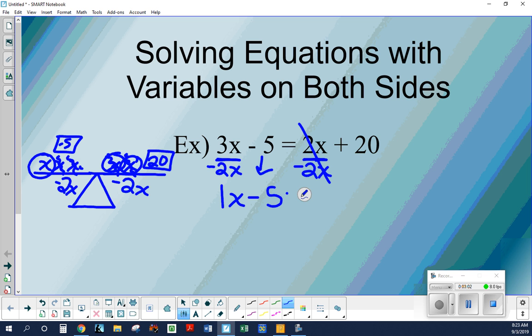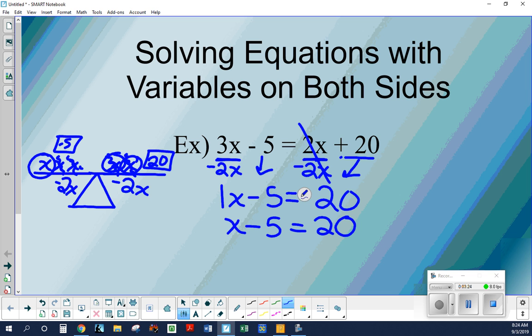Everything else just gets brought down. I still have minus 5. I haven't done anything with that. And I still have this positive 20. Just the 2 x's are canceled. Now I just have the x on one side of the equation, so now I can solve it like normal. I don't have to write the 1x, by the way. We could have just written x minus 5. That would be fine. The 1x is optional.